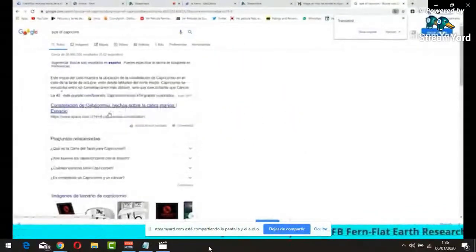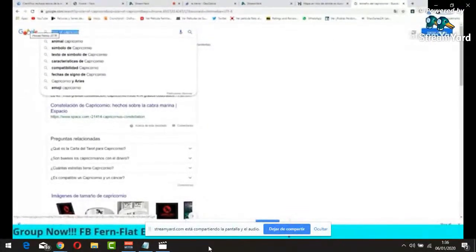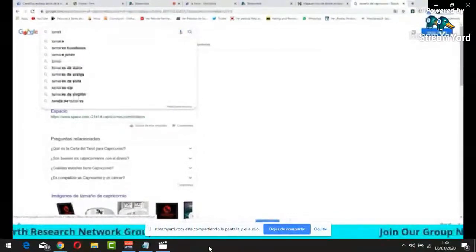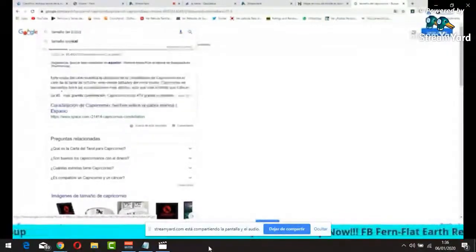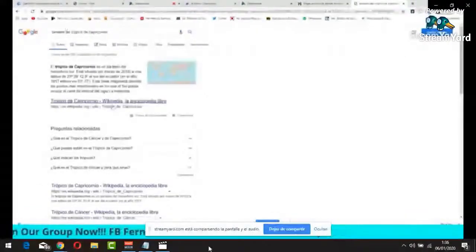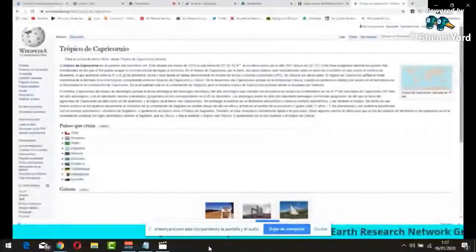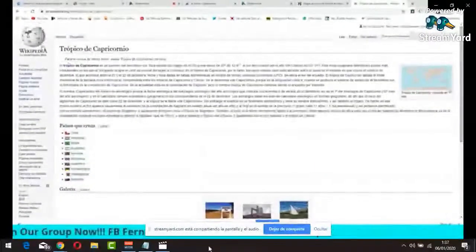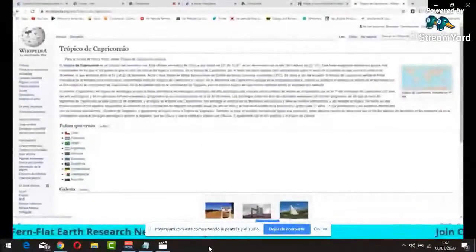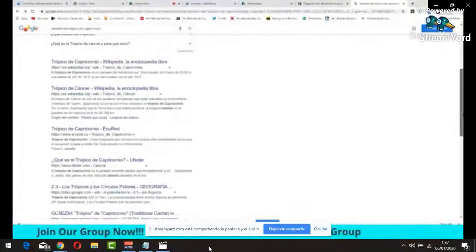Size of Capricorn. I will use it in Spanish: tamaño del trópico de Capricornio. It doesn't say how long it is. You search the data, my friend.